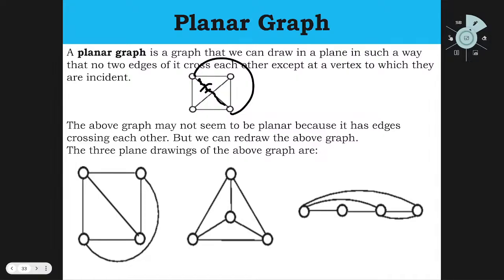A graph is said to be a planar graph if no two edges cross each other, except at a vertex to which they are incident.